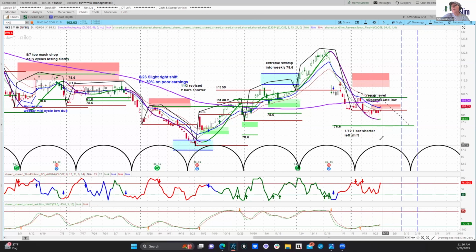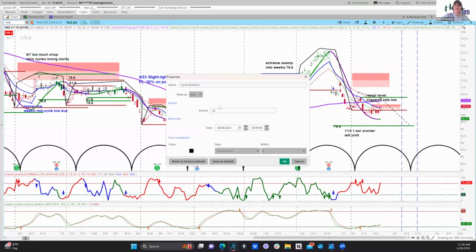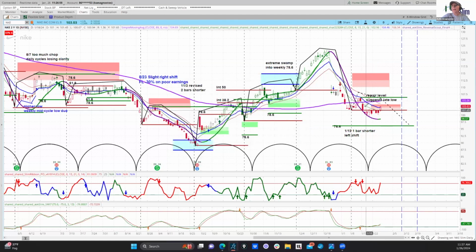Look what happens if you put these back to the original 26 bars. It lines up perfectly with that low. So as I said, that would not change the bearish bias that we have in here, but it would change the levels where we would look for an entry, and it would push this daily cycle timing period out by about a week.